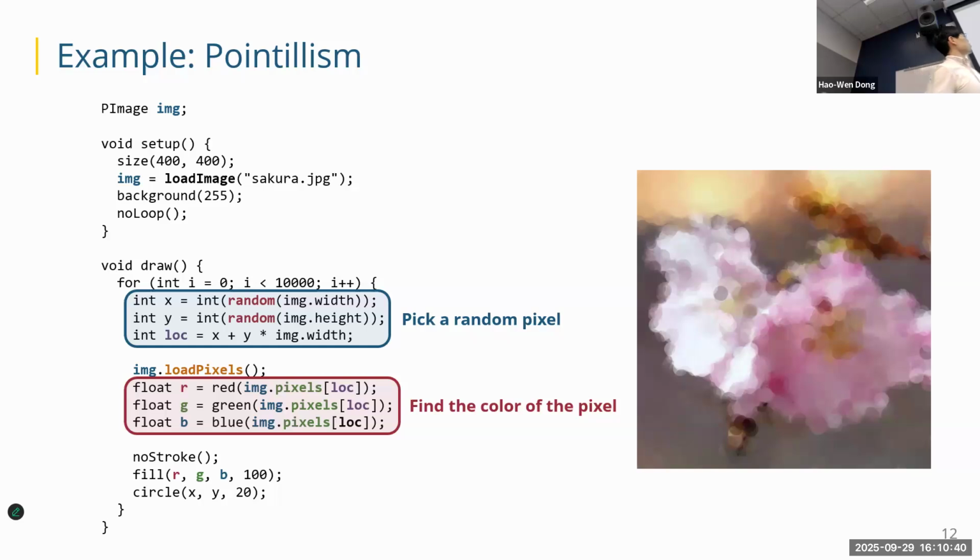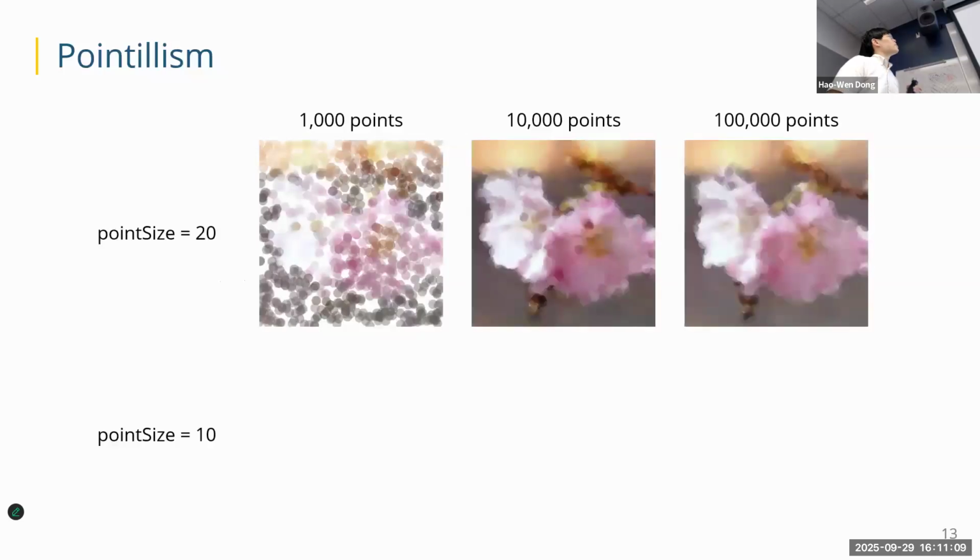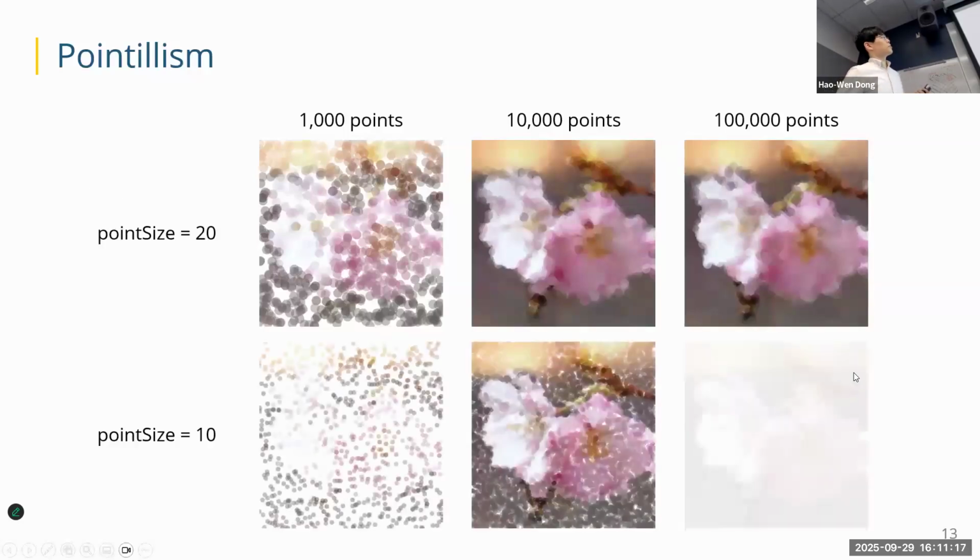And so now you can actually do that with the circle. So we want to get RGB because we want to set the transparency so that things can stack on top of one another. So you can do the blending of colors. And you basically draw the circle with the size 20. So the size could change the different shape of that. So 1,000 points, 10,000 points, even more, with point size 20 or smaller point size, you get different results.